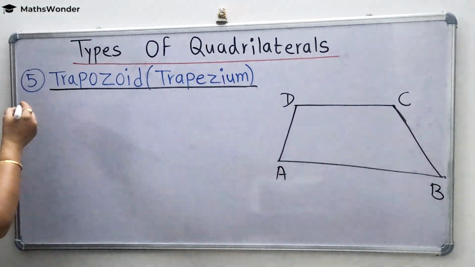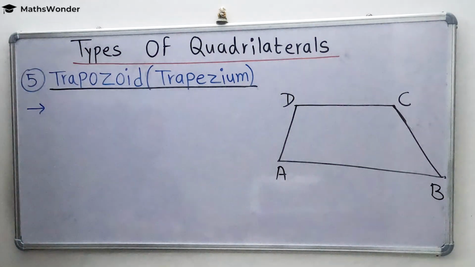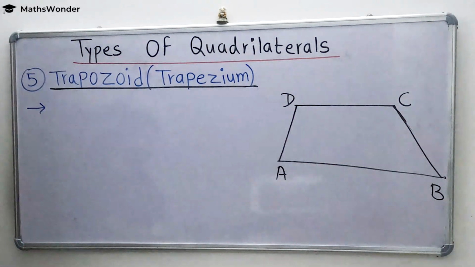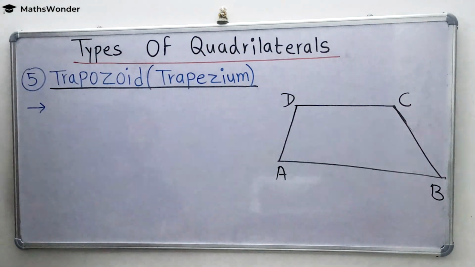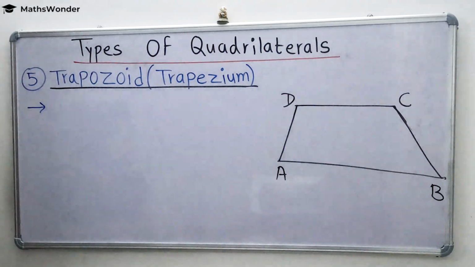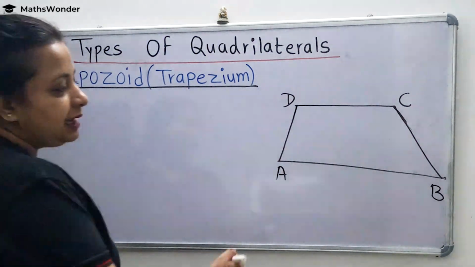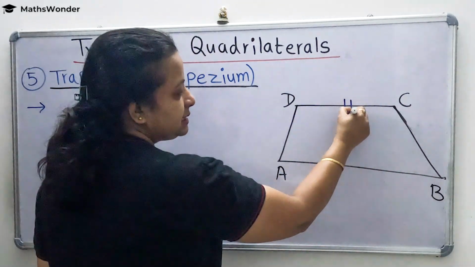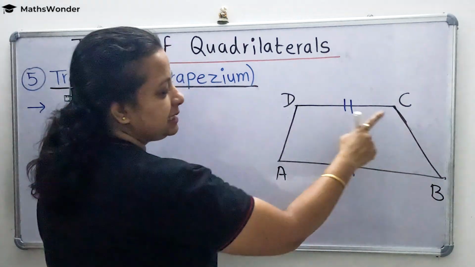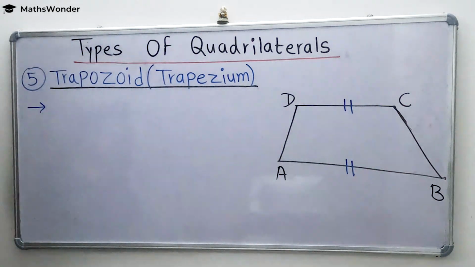So the next quadrilateral is trapezoid, and the other name is trapezium. I am talking about the normal trapezoid. After this we'll learn the isosceles trapezoid. So what is the property of this? The first basic property is one pair of opposite sides are parallel and the other pair of opposite sides is non-parallel. As you can see in the diagram, this is parallel to this and this is non-parallel. So only one pair of opposite sides are parallel in the trapezoid.